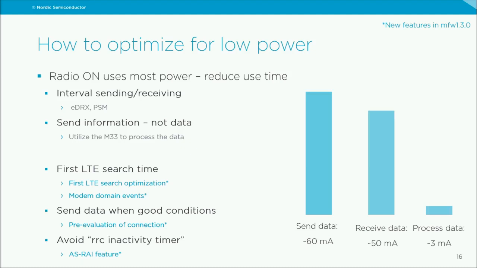And also, when you send data, you need to do that in good conditions, which is another technique you can use. And for that, we have this new feature, pre-evaluation of a connection. This is something where you just do a quick measurement of the network, and if you have good conditions, you can send data. And you have another way to save power, which is to avoid the RRC inactivity timer by utilizing this AS, Access Stratum, Release Assistance feature that we have introduced in this new modem firmware.